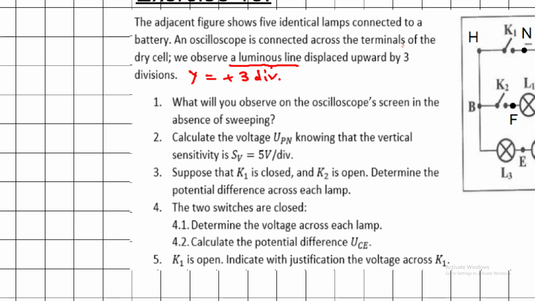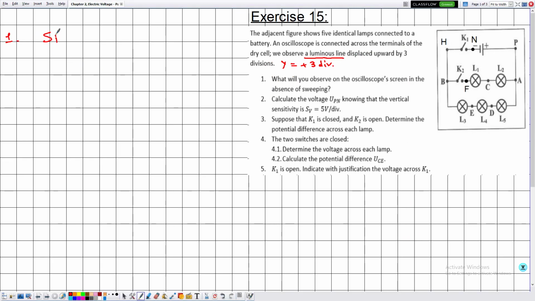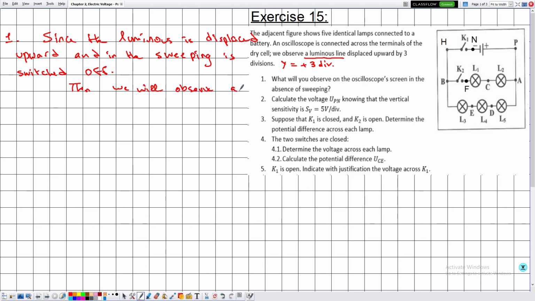Since previously the luminous line is displaced upward, and the sweeping is switched off, then we will observe a luminous spot displaced upward.